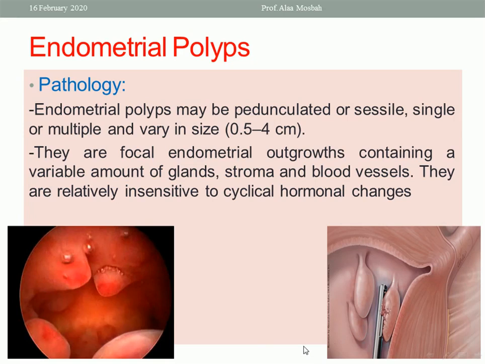Endometrial polyps may be pedunculated, having a pedicle like this one. This is the pedicle, or sessile. Single or multiple. This is a multiple one, and this is a multiple one. And they vary in size between 0.5 to 4 centimeters. They are focal endometrial outgrowths containing a variable amount of glands, stroma, and blood vessels.